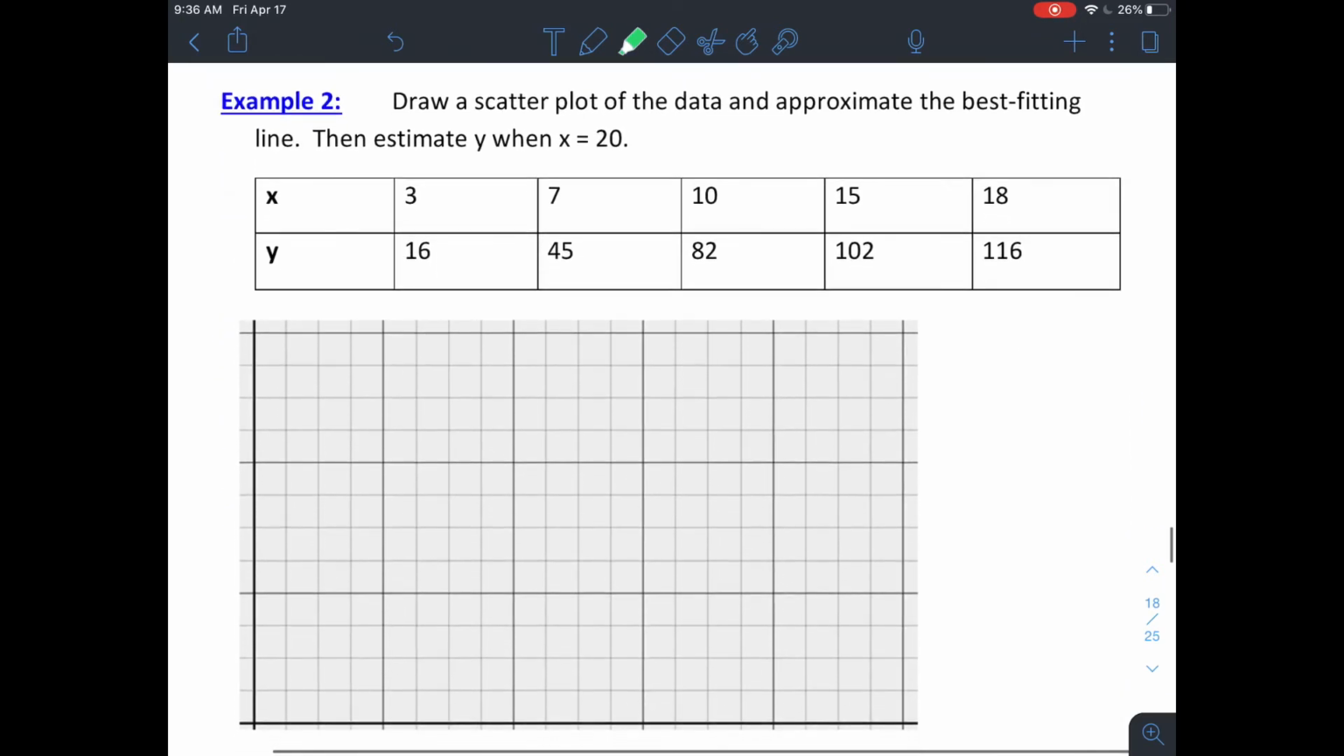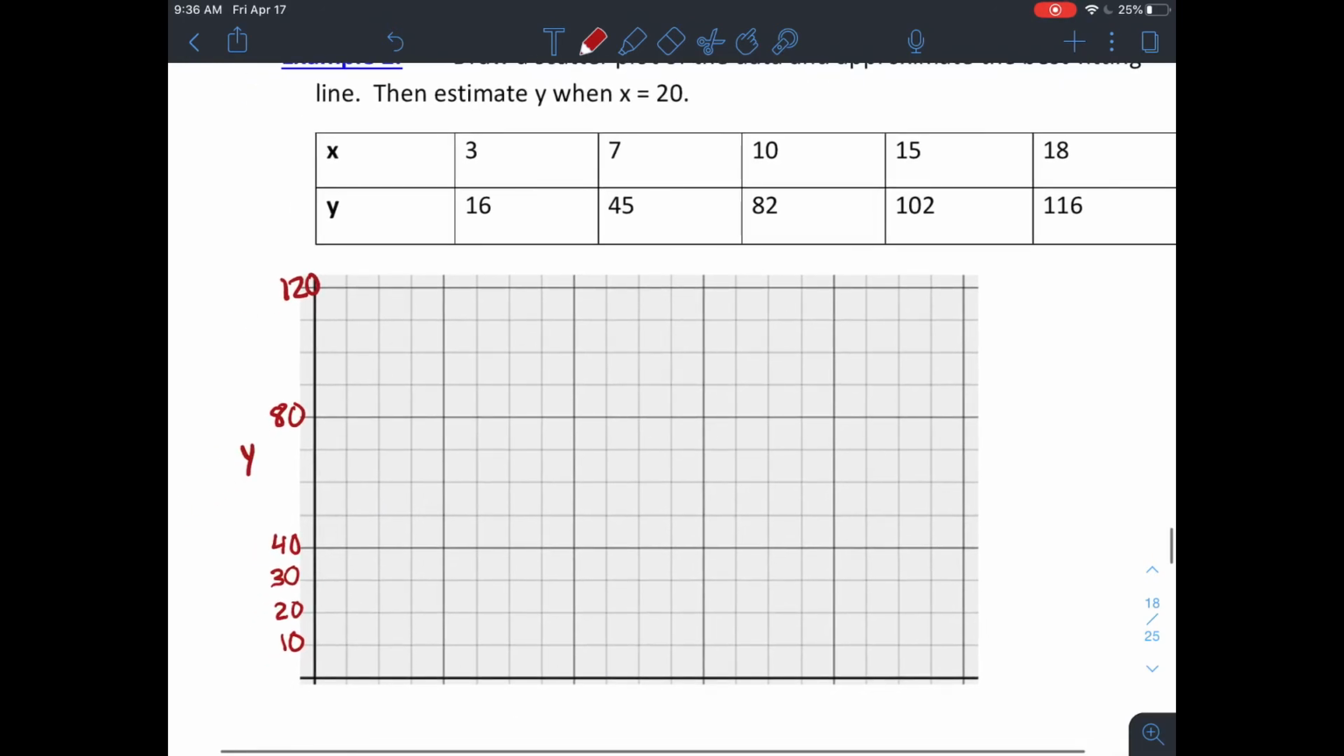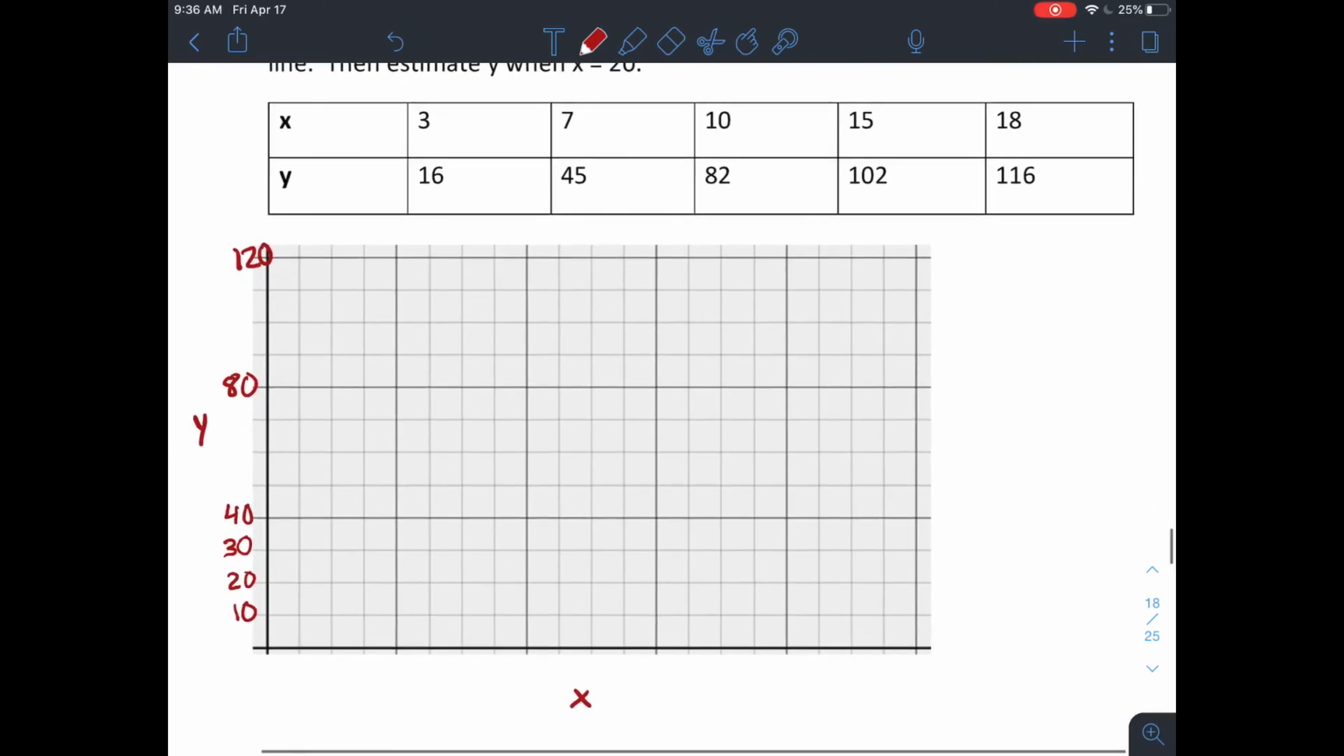So let's do one. Say that I have these 5 ordered pairs for my data. I want to go ahead and plot them on my axis. So scale is key here. You want to make it so that all of your data values fit, but you don't want to squish them all together because then it's really tiny and very difficult to get a good estimate. So I'm going to count by tens on my y's since I'm going from 16 to 116. And then if I look at my x values, I'm going from 3 to 18. So I can count by ones and make this fit. So I'm just going to label every 4 here.